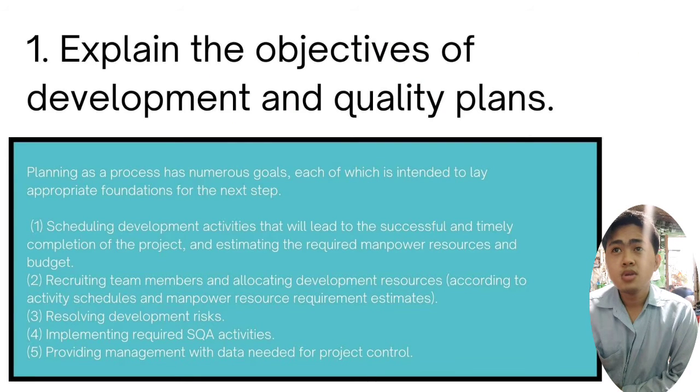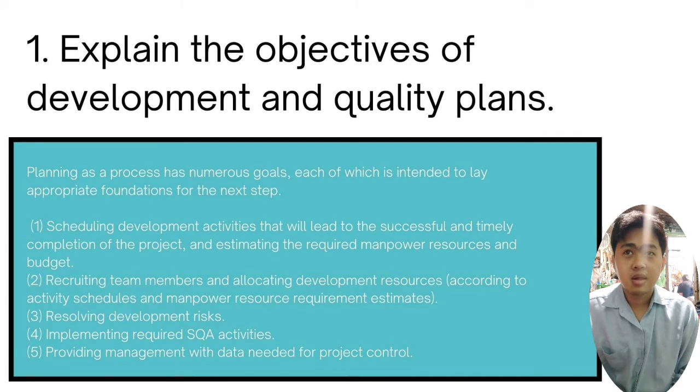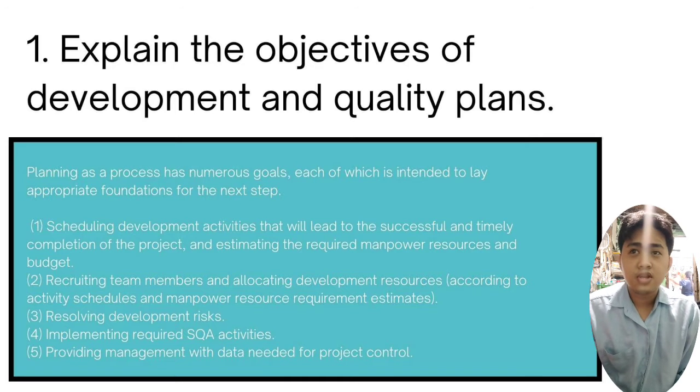First, the objective of development and quality plans. Planning as a process has numerous goals, each of which is intended to lay appropriate foundations for the next step. First, scheduling: development activities that will lead to the successful and timely completion of the project, and estimating the required manpower, resources, and budget. Second is recruiting: recruiting team members and allocating development resources according to activity schedule and manpower resource requirement estimate.